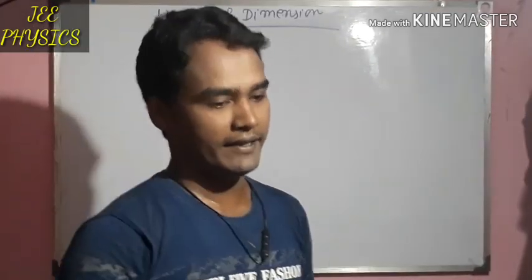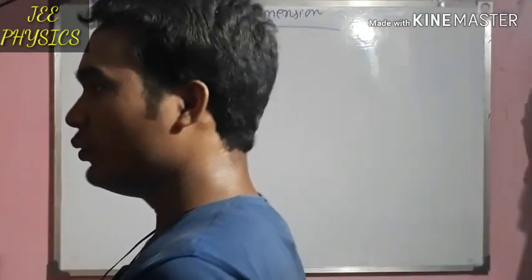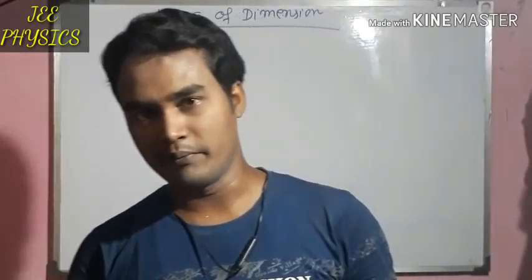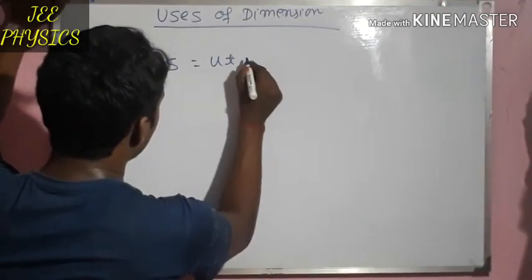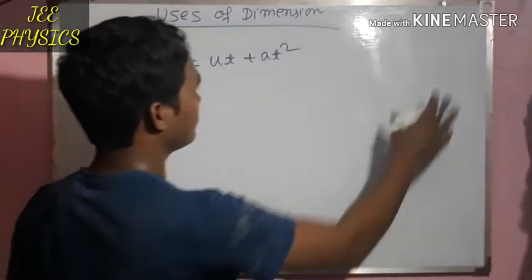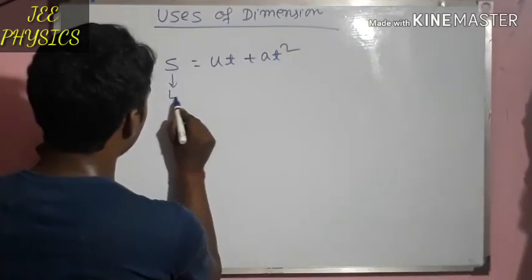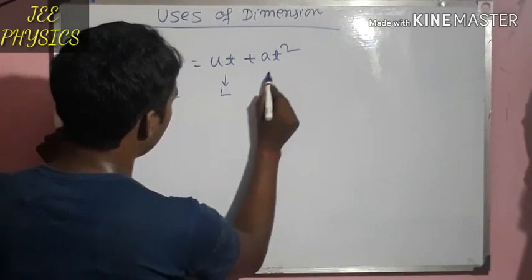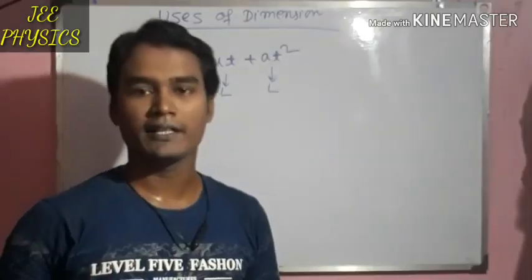Now let's take another example in which I show you that if an equation is dimensionally correct, it may be incorrect. How? So take S is equal to UT plus AT square. From the previous example, S has dimension of L. UT also has dimension of L, and AT square also has dimension of L. So the equation is dimensionally absolutely correct.